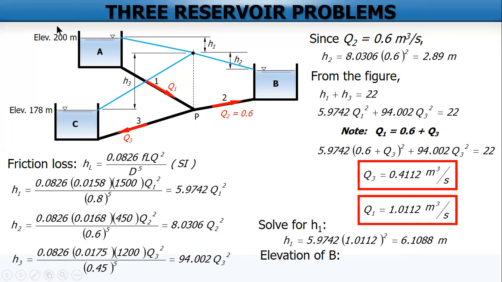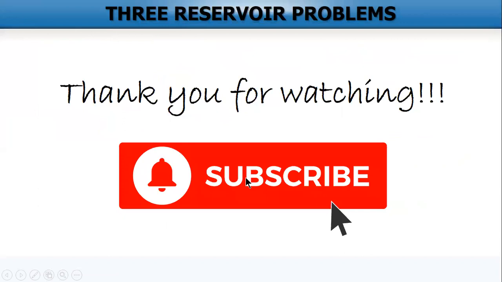Elevation of B equals 200 minus H1, this one, 6.1088, minus H2, na 2.89. And the answer is 191.0012 meters. Meters elevation, sorry. Okay. So, that's it.